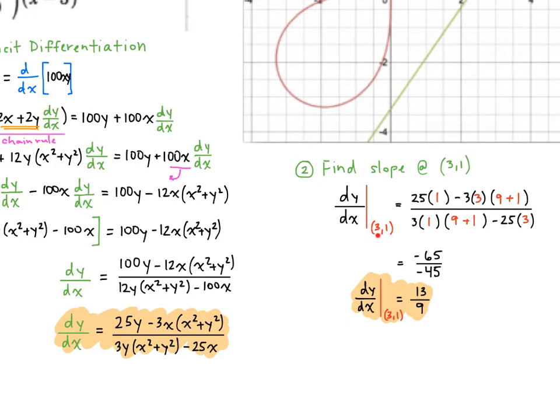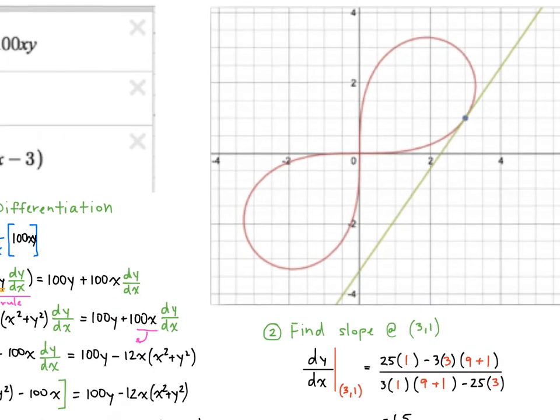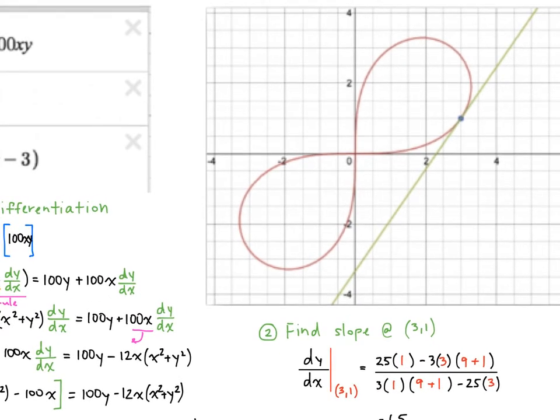Get used to it. So now I'm plugging 3 in for x and 1 in for y into our slope equation down here. When everything is all cleaned up, we end up with 13 over 9. So the slope at the point (3, 1), at this point right here on our graph, is 13 over 9.